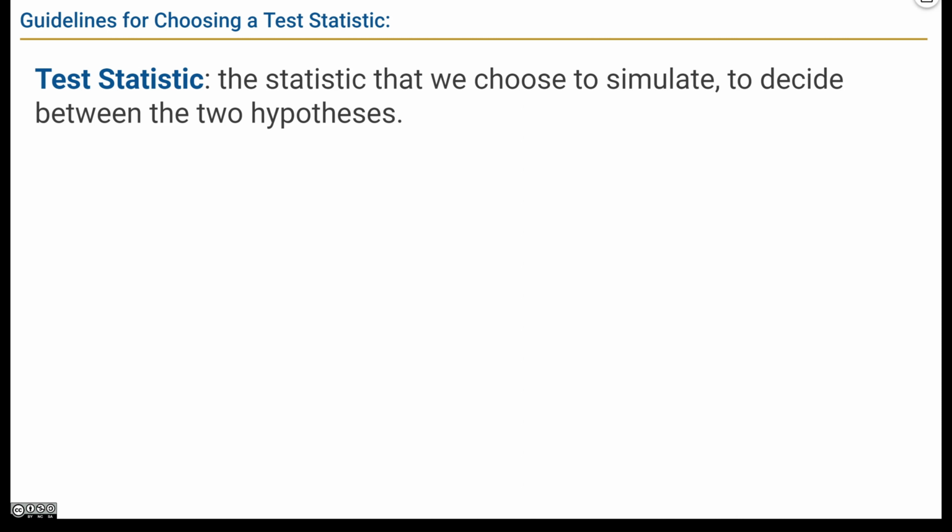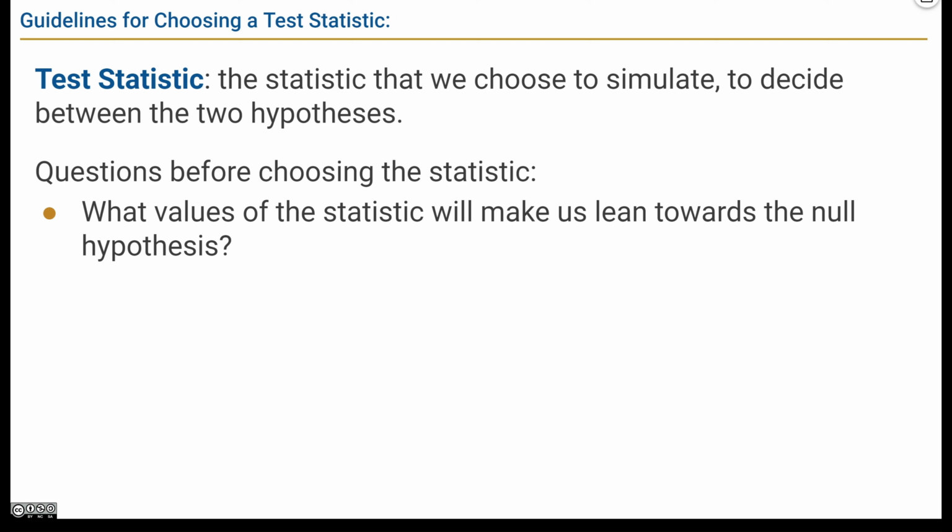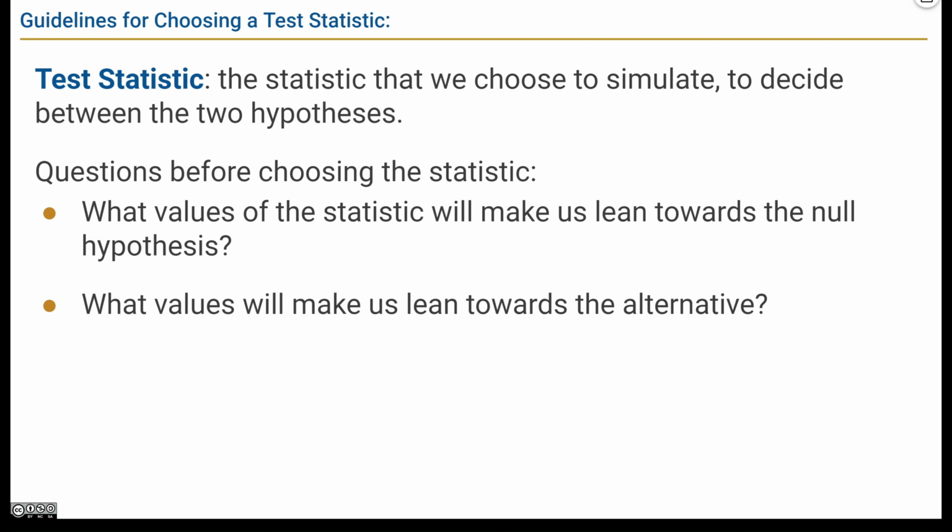And sometimes we'll actually be able to calculate the theoretical distribution of the test statistic without simulation, but at least we need to be able to simulate it if we can't do it theoretically. So what to think about before choosing the statistic is what values of the statistic would make you lean towards the null hypothesis versus what values would make you lean towards the alternative. And in particular, we're going to use the alternative hypothesis as a guideline for choosing our test statistic.